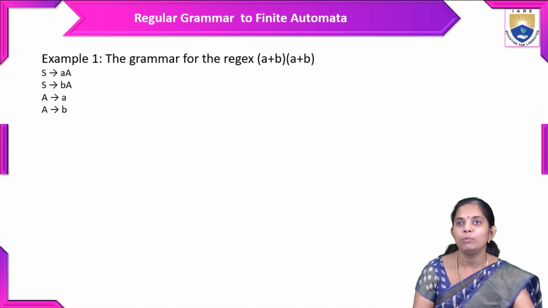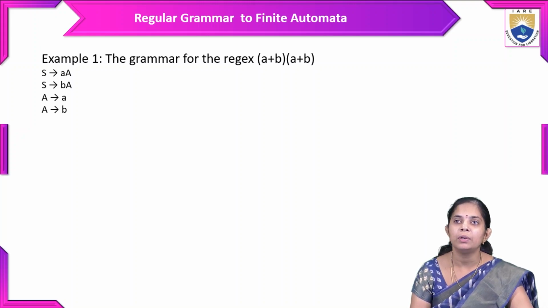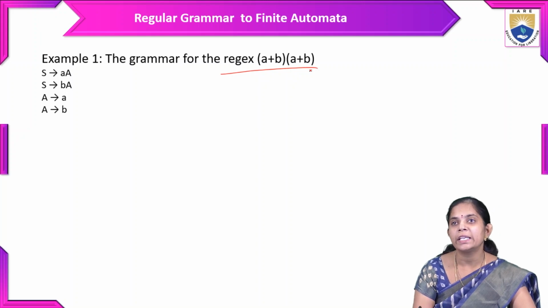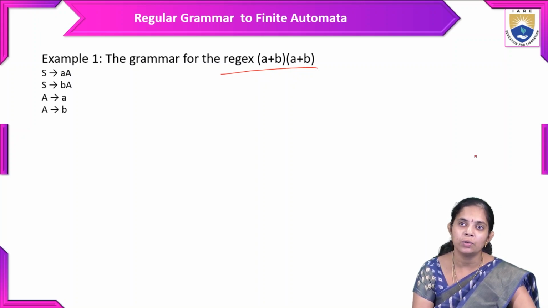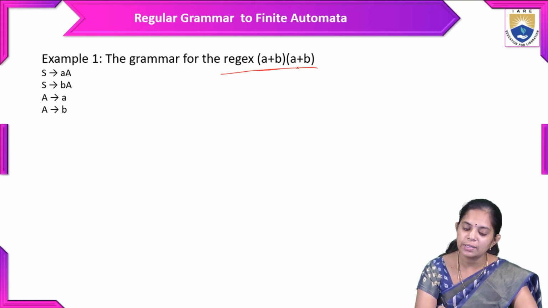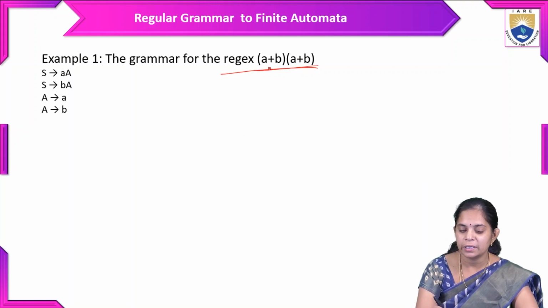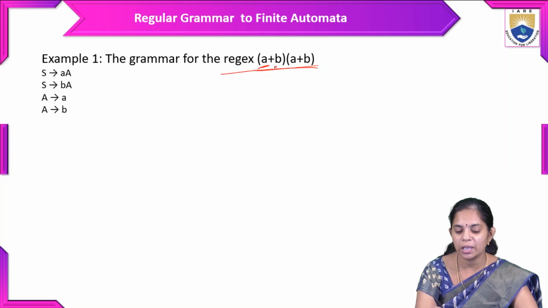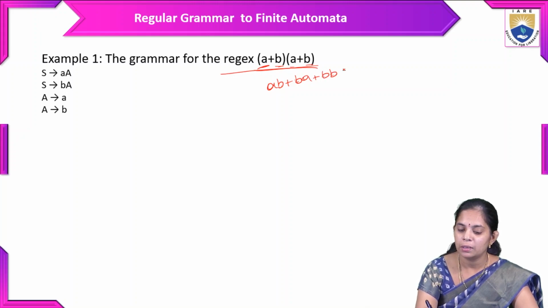And here is example 1. Here we have taken the grammar for the regular expression (a+b)(a+b). This says that the string starts with a or b, and ends with a or b, and in between there is nothing. If you observe this regular expression, all the possibilities are ab, ba, bb, aa. So these are the strings for this.